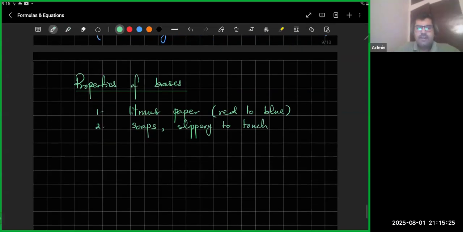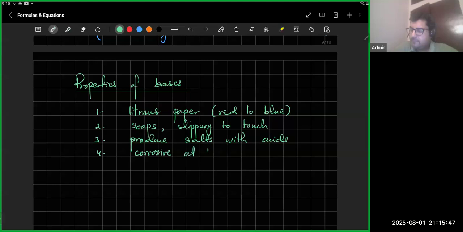अच्छा, और क्या indicators? Well, these are also corrosive. बल्कि वो भी लिख लेते हैं, they produce salts with acids. They can also be corrosive at higher concentrations.